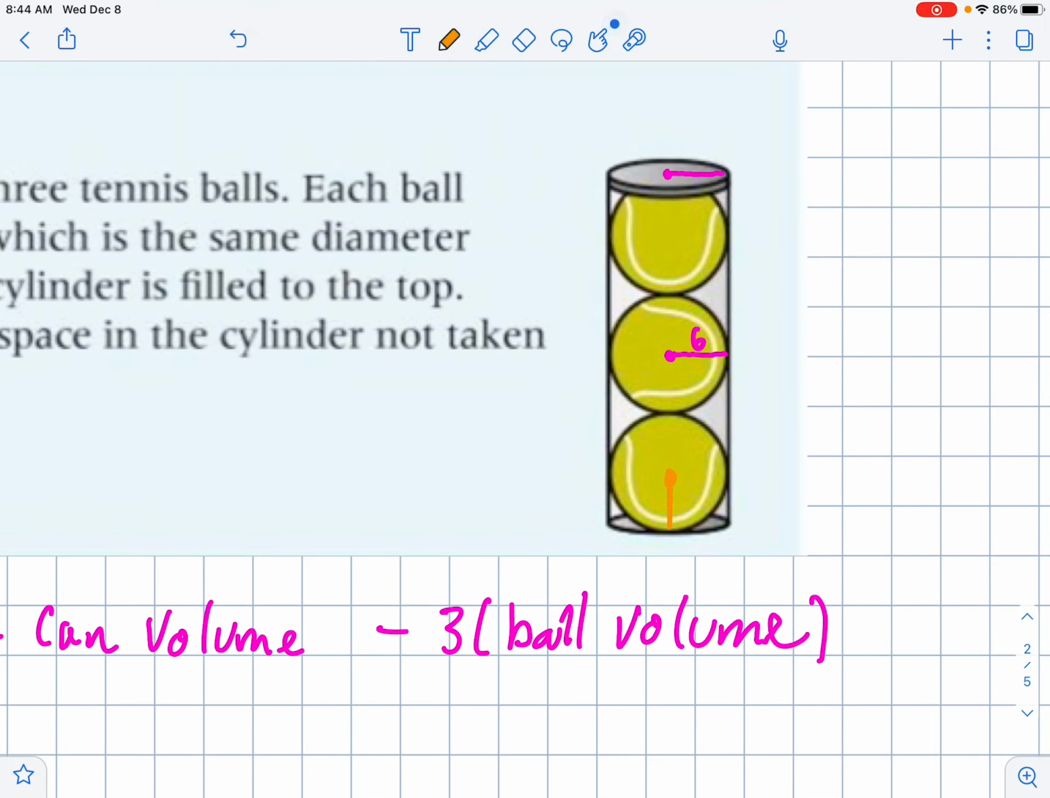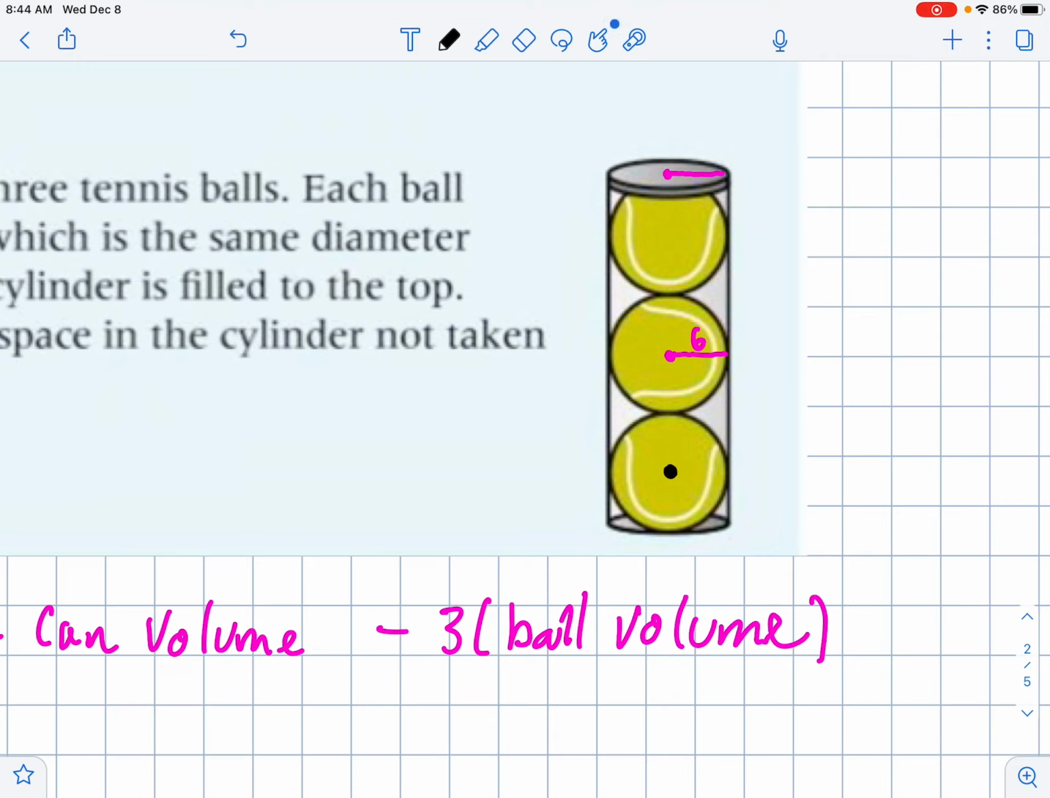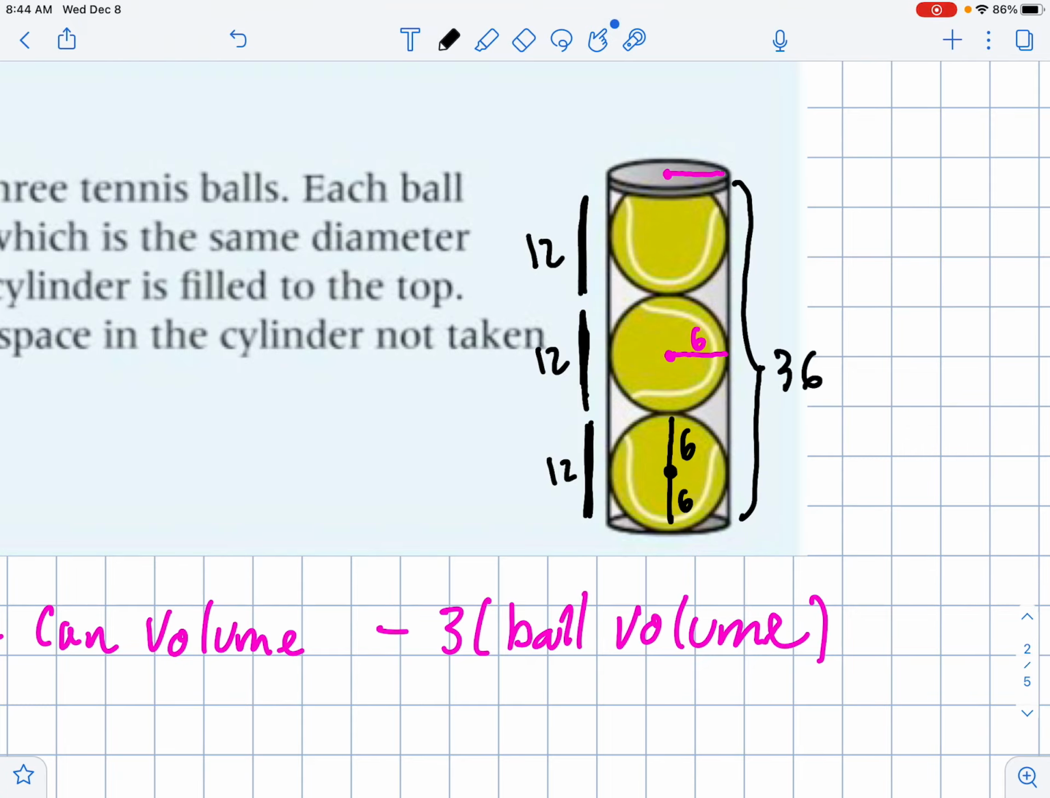But remember, these are spheres. So that means that from here to here is 6. Let's use a better color. Use black. That means from here to here is 6, and then the whole ball is 12. So we have 12, another 12, another 12. So that's a height of 36.